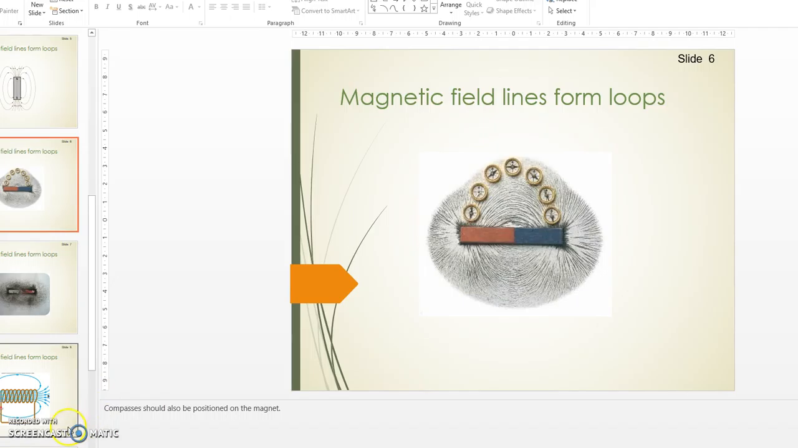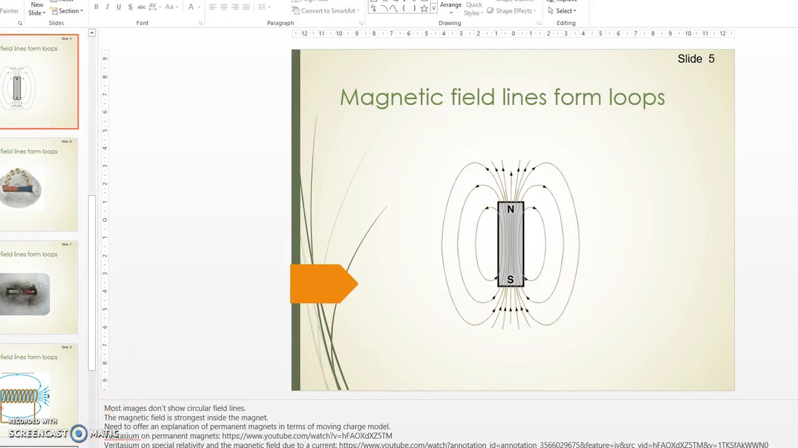Alright, so given that we're trying to build a model to explain magnetic fields in terms of moving charges, once we've introduced bar magnets, then we really owe the students at least some sort of explanation for how we can use a moving charge model to explain magnetism in a permanent magnet.